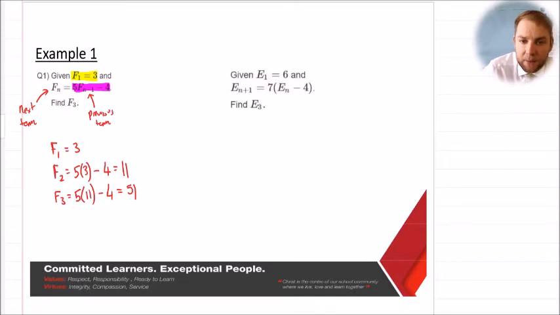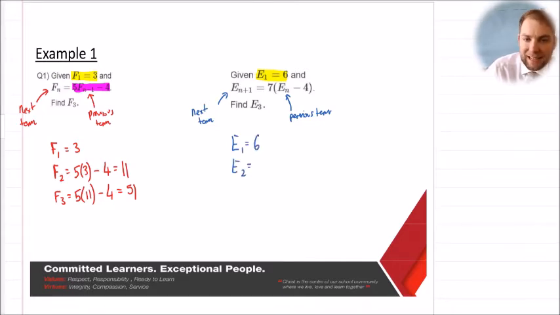So this one here says that my next term is equal to 7 times my previous term minus 4. This is our formula. So it always gives you my first term. In this case, e of 1 is equal to 6. So let's write that down first of all. My first term, e of 1, is equal to 6. My next term, e of 2, is equal to 7 times my previous term minus 4. Okay? So 6 take away 4 is 2. Times 7 is equal to 14.